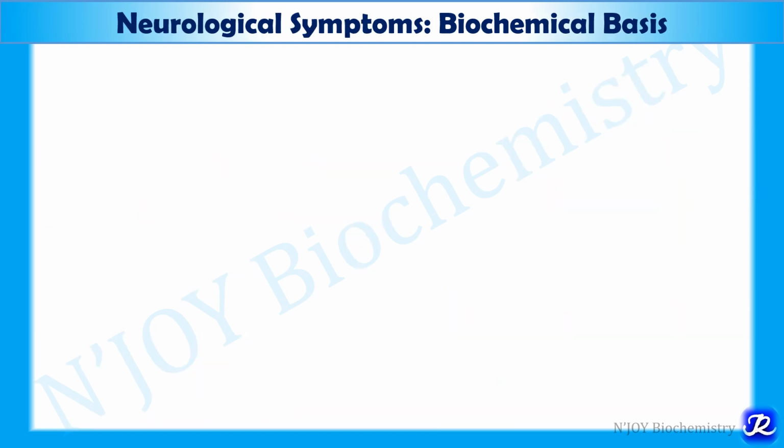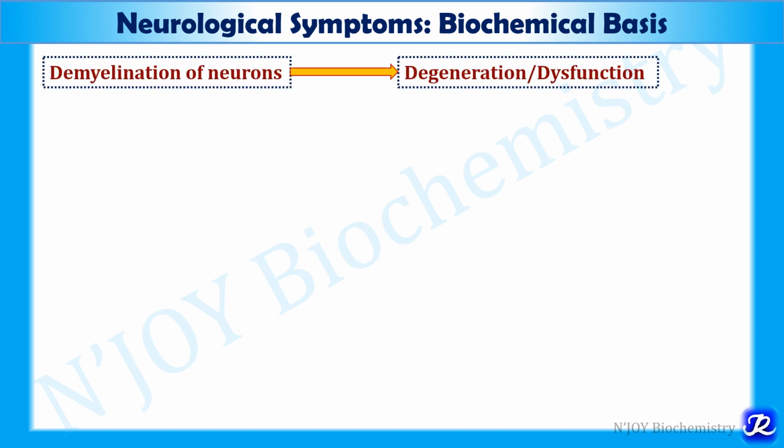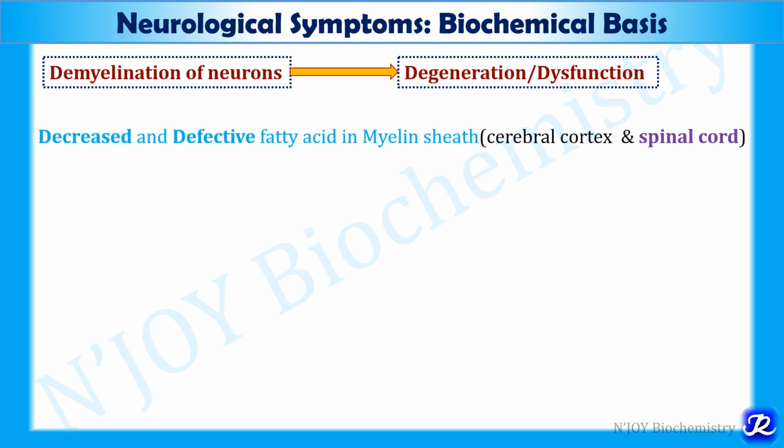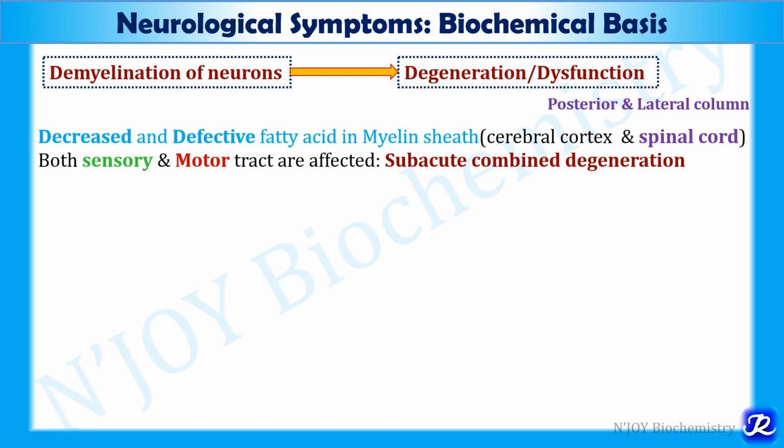Now let's see the biochemical basis of neurological symptoms seen in vitamin B12 deficiency. It is because of demyelination of neurons, which is responsible for its degeneration as well as dysfunction. So it is because of the decreased and defective fatty acid synthesis in myelin sheath. So myelination is affected in the cerebral cortex and posterior and lateral column of spinal cord. Here both sensory and motor tracts are affected, and that's why it is called subacute combined, because both sensory and motor tracts are affected. The condition is called subacute combined degeneration.